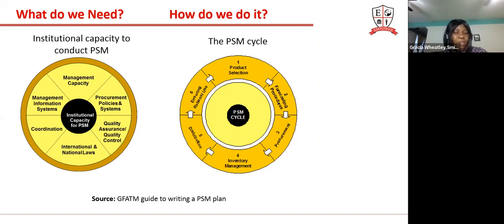Are they ready? We also need to have the procurement cycle: the product selection, the forecasting procedures, the actual procurement, inventory management, first expired, first out, distribution. Do we have all of those covered? Do we have enough vans to take them to satellite locations? Ensuring rational use, do we have our standard treatment guidelines up and running? Do we have adherence to that? Are we doing patient education? All of that is needed.